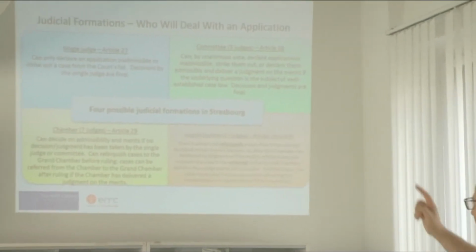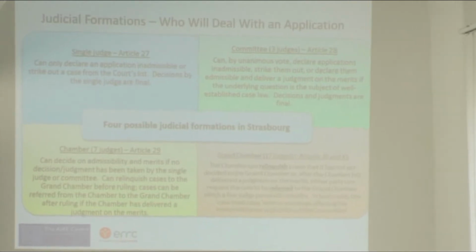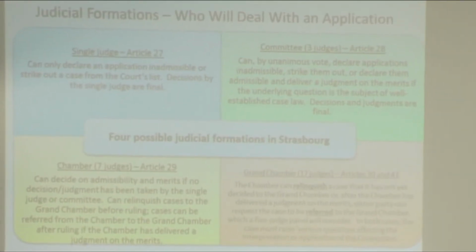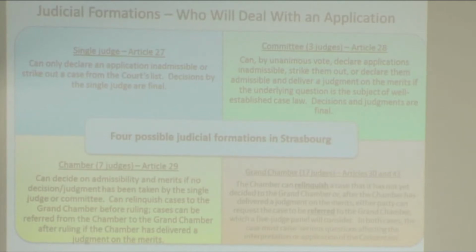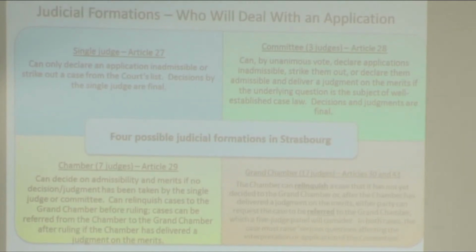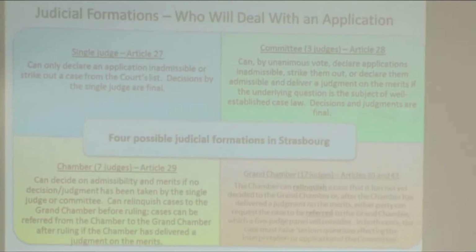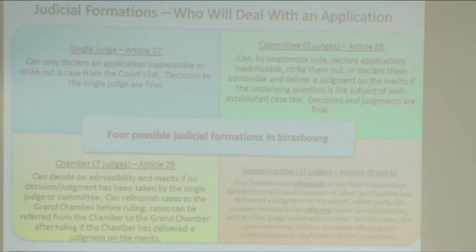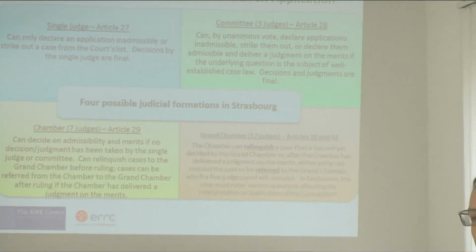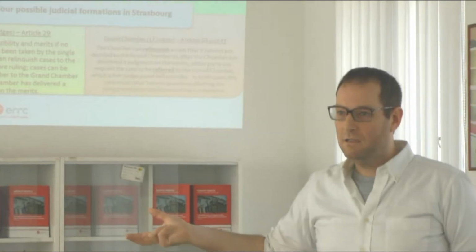Let's say, for example, the single judge says, I'm not so sure about this, whether this should be inadmissible. A committee of 3 judges can be convened, and they can unanimously declare the application inadmissible or strike it out. They can also declare the application admissible and deliver a judgment on the merits of the case. Just 3 judges can deliver a full judgment on the case, but only if the underlying question is the subject of well-established case law. So you have large numbers of repetitive cases against certain jurisdictions. To give an example, Italy has a large number of cases about the right to a fair trial because of undue length of proceedings. I've never been involved in a case, I should say, that was decided by the committee in that way.